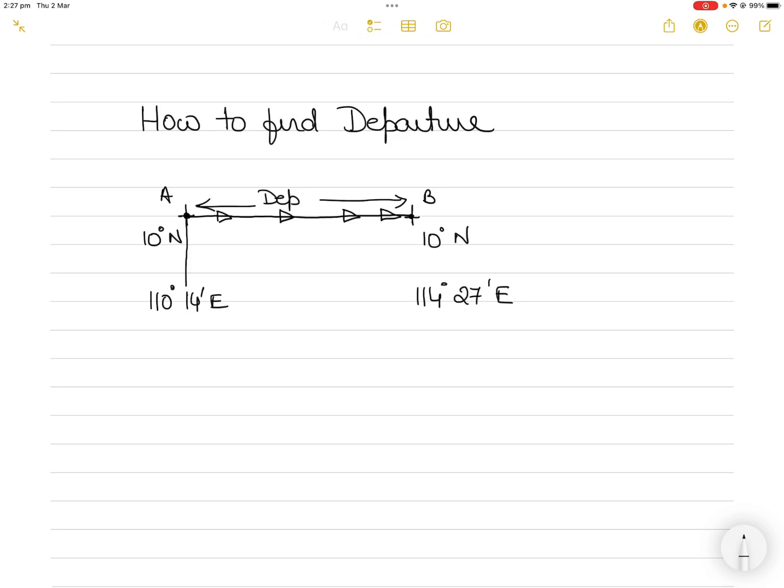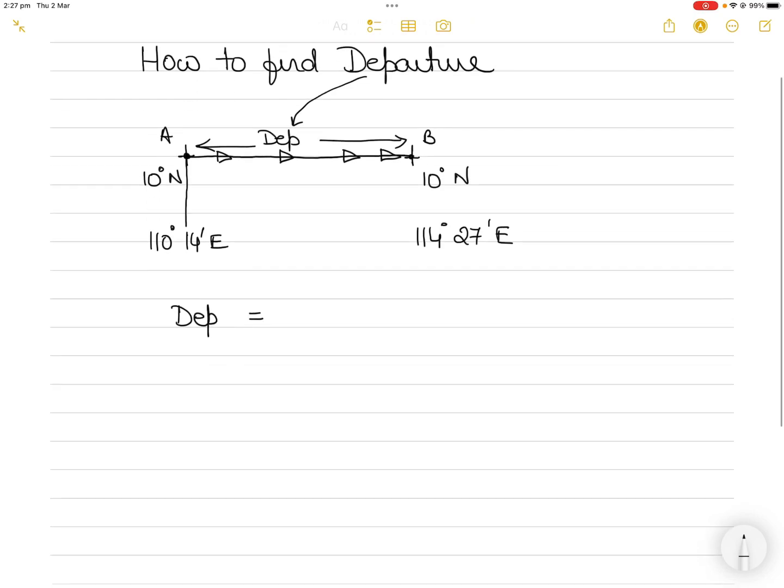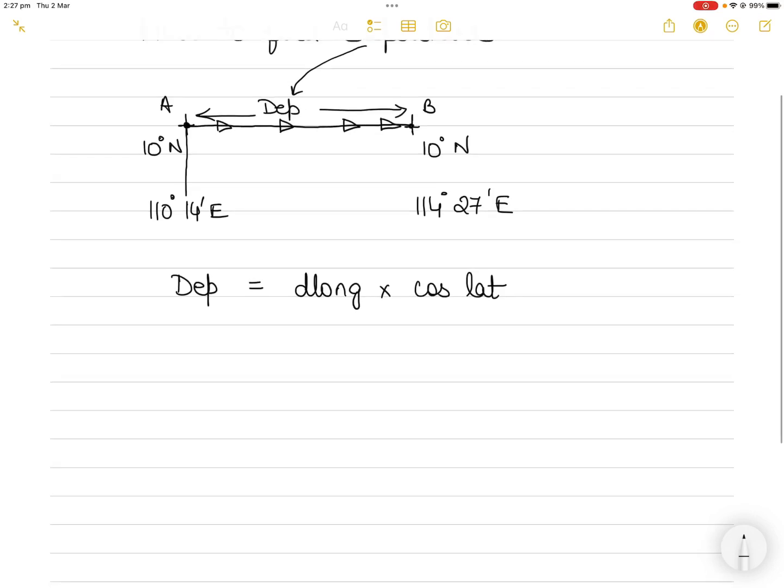So we write departure as DEP, and we can find out the distance AB using a simple formula, which is departure equals D long multiplied by cos of the latitude. Alright, so let's take this example first. So if departure equals D long times cos of latitude, you know the latitude already. The latitude is 10 degrees north. There will be only one latitude given to you.